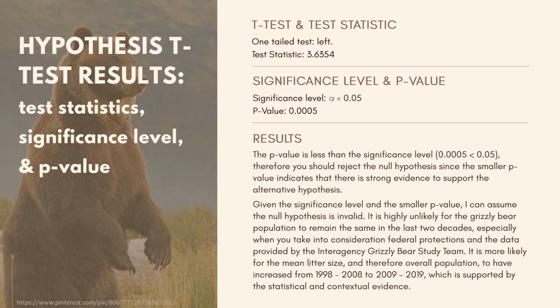In other words, I can assume that the null hypothesis is invalid, as it is highly unlikely that the grizzly bear population would remain the same over the last 2 decades. It is more likely for the mean litter size and therefore overall population to increase, which is supported by the statistical and contextual evidence.